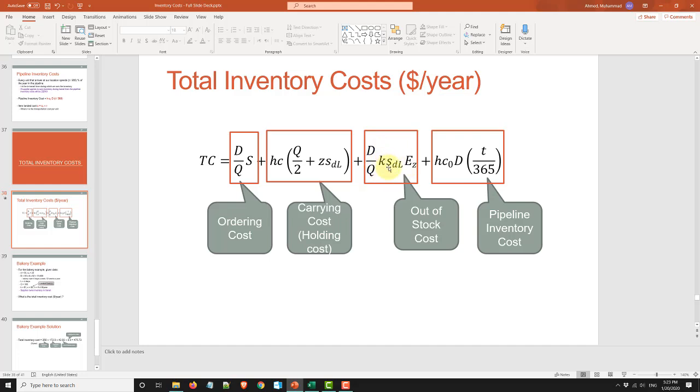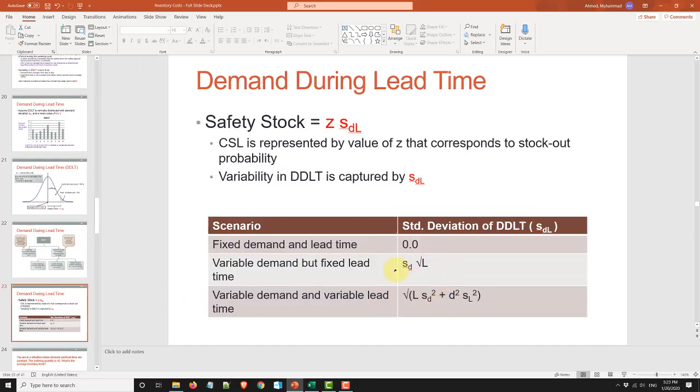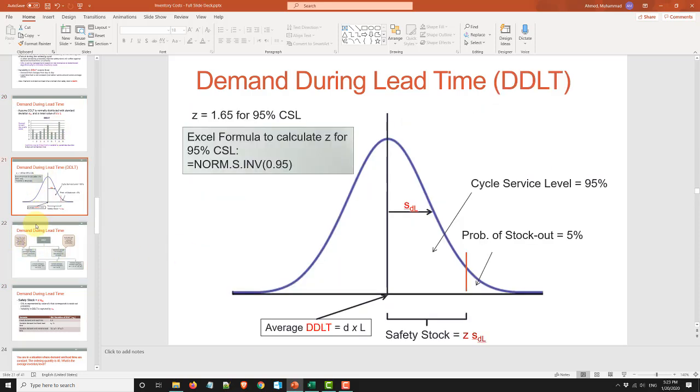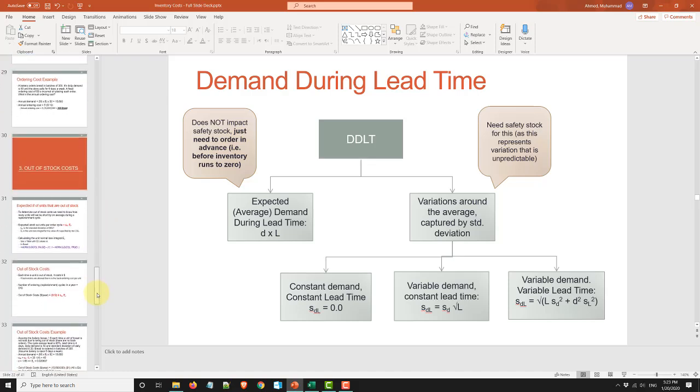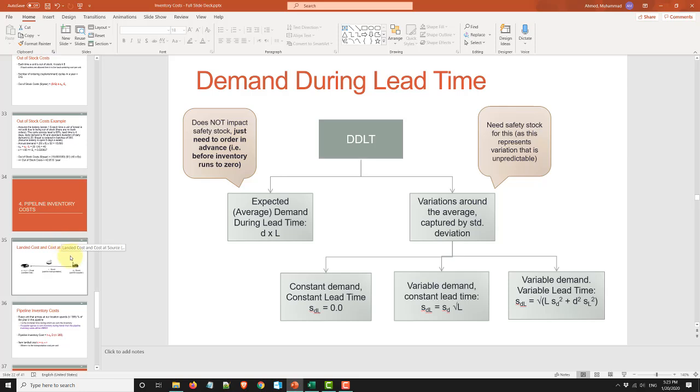SDL again is standard deviation of demand during lead time. There's a whole slide on how to compute SDL up here. So this is how you compute SDL depending on what the variability looks like, right? And so I talk about this in the detailed lecture. You should recognize this if you have taken inventory management before in operations or supply chain management.